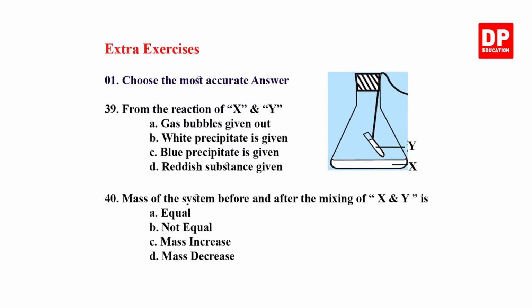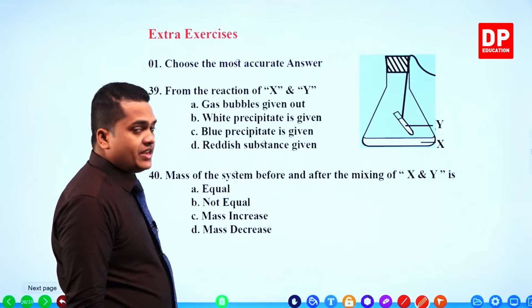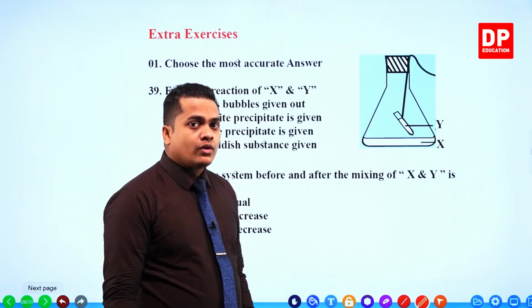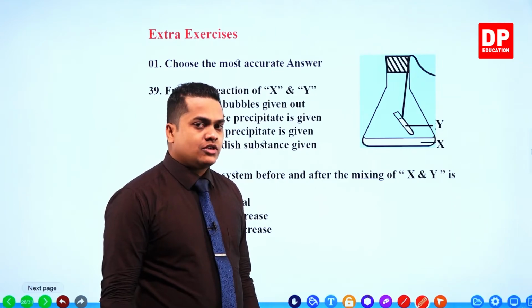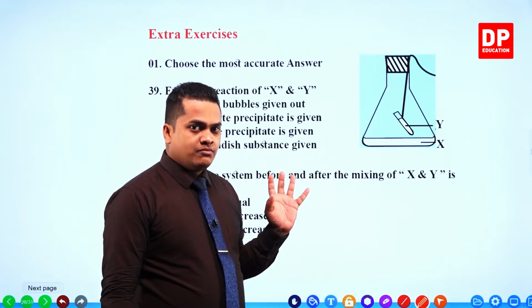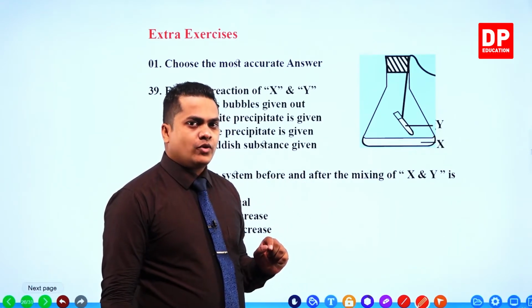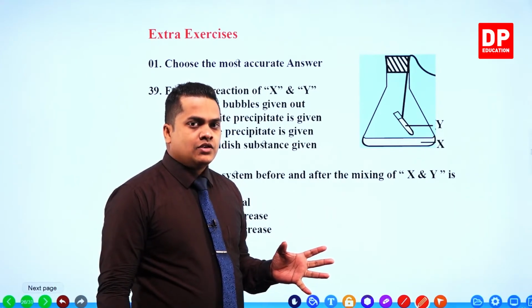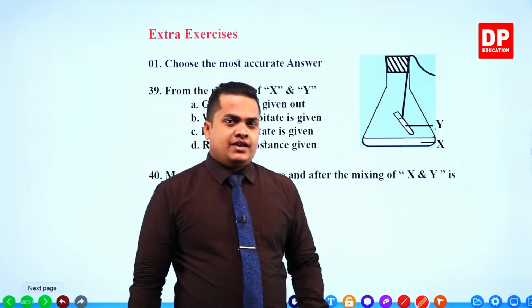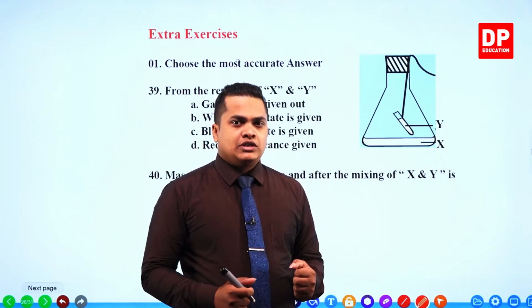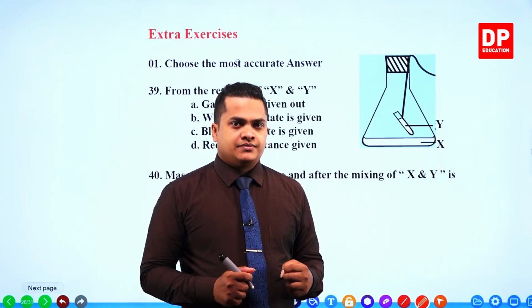So question number 39. From the reaction between X and Y. When you mix sodium chloride solution with lead nitrate solution, what is going to happen? We did this experiment at our laboratory, and you could observe that a white color precipitate is going to be created. Creation of a white color precipitate or a white color powder is the observation for this experiment.